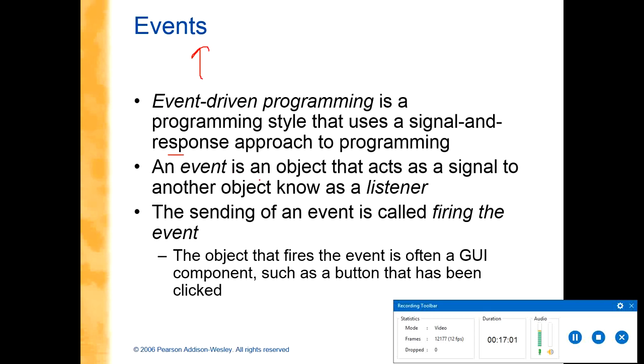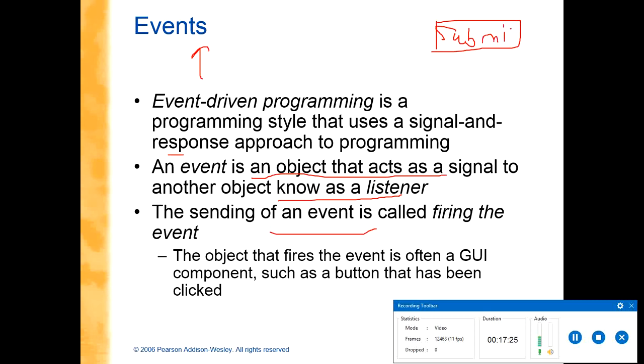Now, what is an event? Event is an object that acts as a signal to another object known as the listener. So event is nothing but an object that acts as a signal to the other object, which is called the listener. Sending of the event is called firing of the event. For example, you create a button, submit.